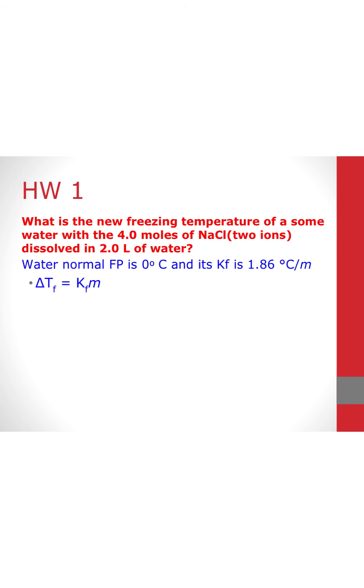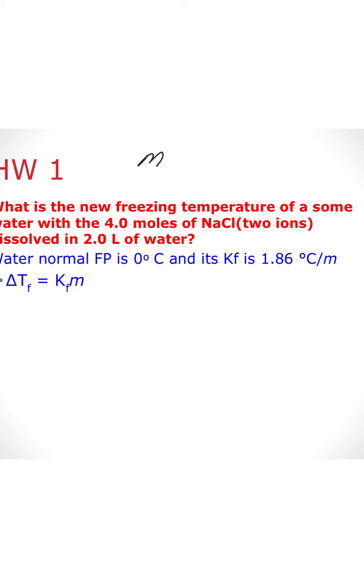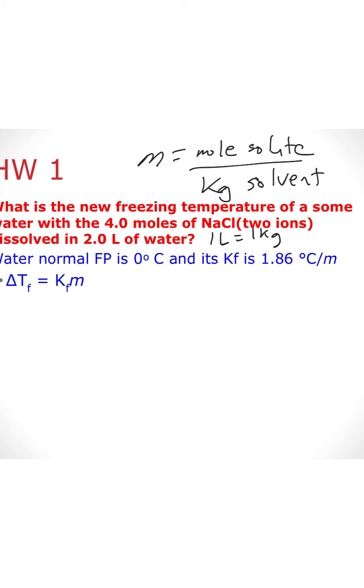So the homework for today is pretty laid out. I already give you the equation and stuff. So remember, molality is moles of solute over kilograms of solvent. Okay, just FYI, 1 liter equals 1 kilogram for water. So with that, you should know the mass of the water is 2 liters, aka 2 kilograms. And then you already have the moles, so you have to figure out the molality first, and then you have to plug that in there.